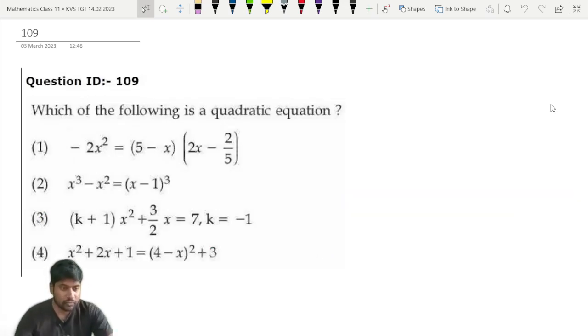Now come to the next question, question number 109. That is also a very simple question. Which of the following is a quadratic equation? So we have to check all the options.